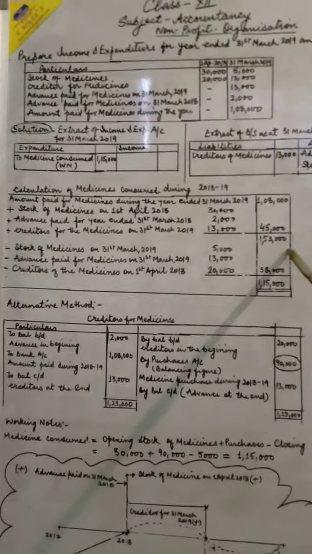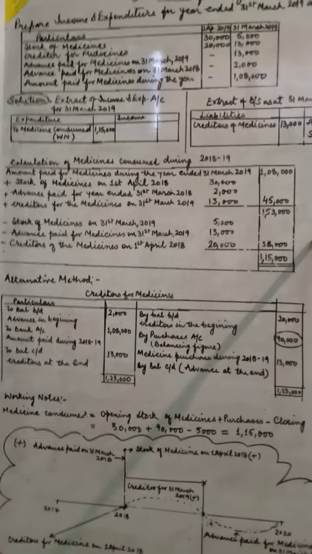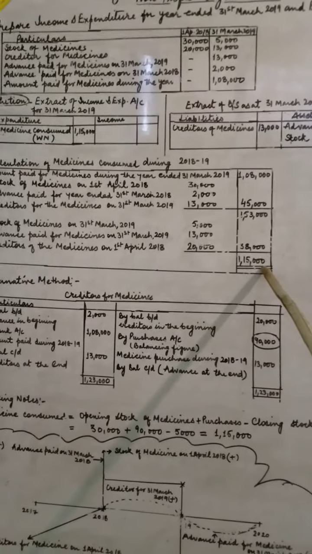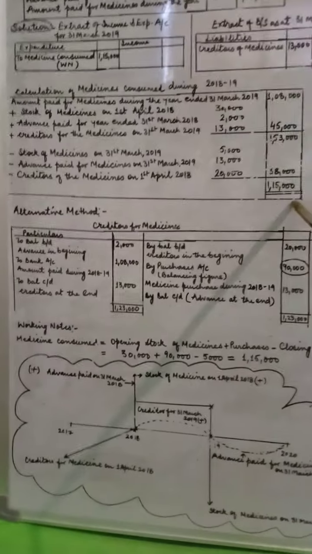Now this was the first method, with the help of the working note, you can calculate this total medicine consumed. We have the other formula also.